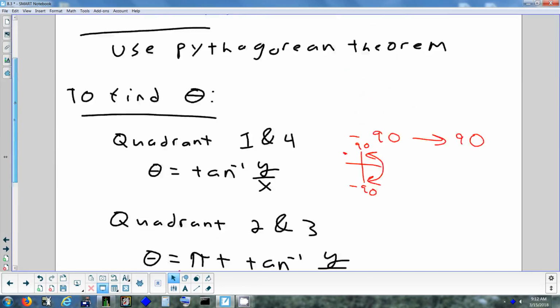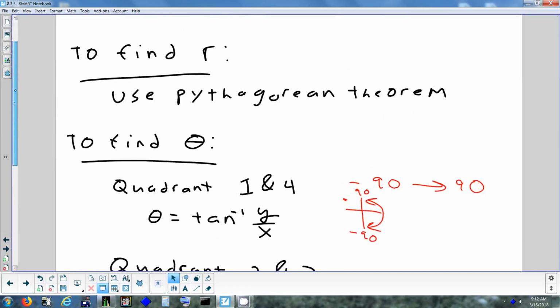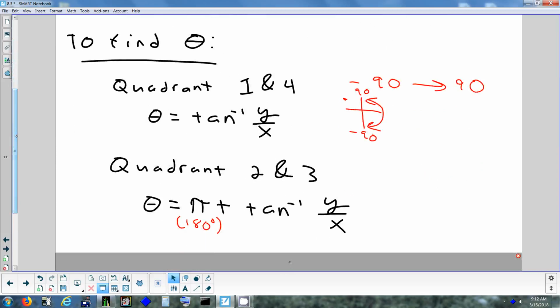Right. So now you know how to find r using Pythagorean theorem. You know how to find theta if you're in a quadrant. But where else can you be besides in a quadrant? Yeah? On an axis. How can you quickly tell if a coordinate is on an axis? Coordinates on an axis all have something in common. Leo? One of the variables is 0. Right, one of the parts of the coordinate is a 0.